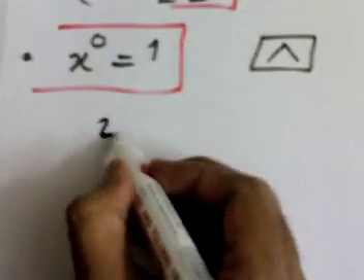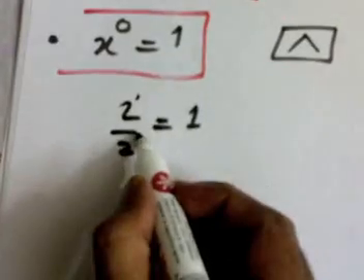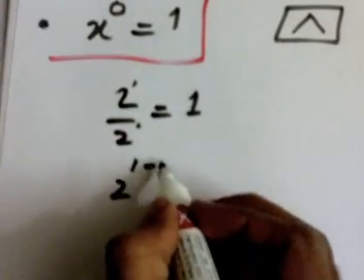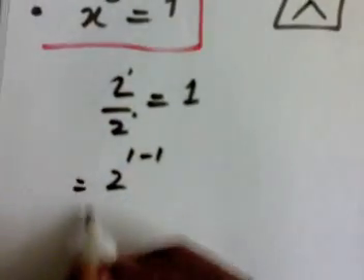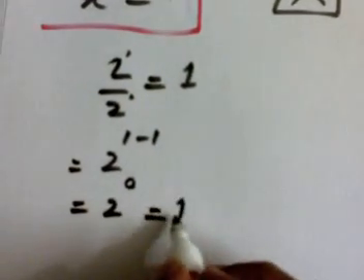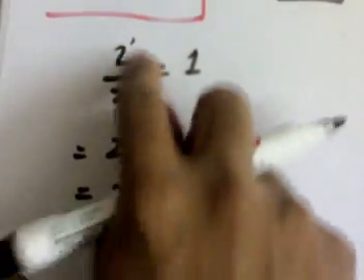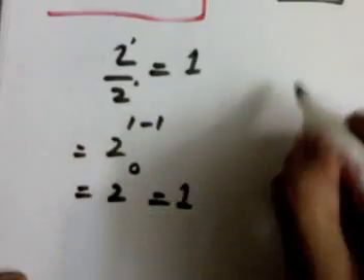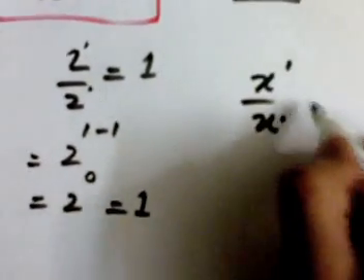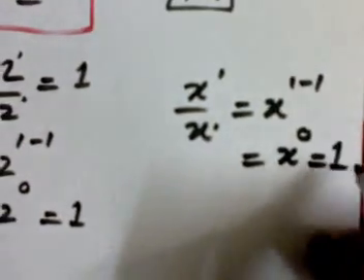Look at this. 2 by 2 is 1. So what happens basically? Observe, both the powers are 1. So I will subtract these powers, 1 minus 1, and this will become 2 raised to power 0. So 2 raised to power 0 is 1. So if you take any number, x by x, both powers are 1. So what happens? 1 minus 1, this becomes x to the power 0, and this will become 1.